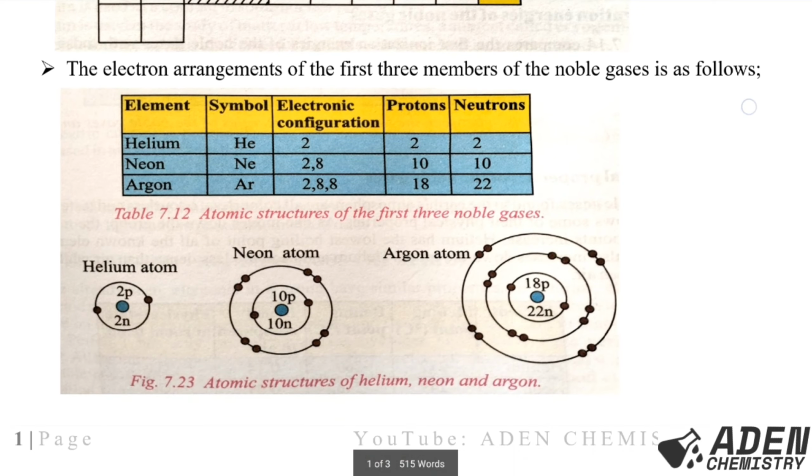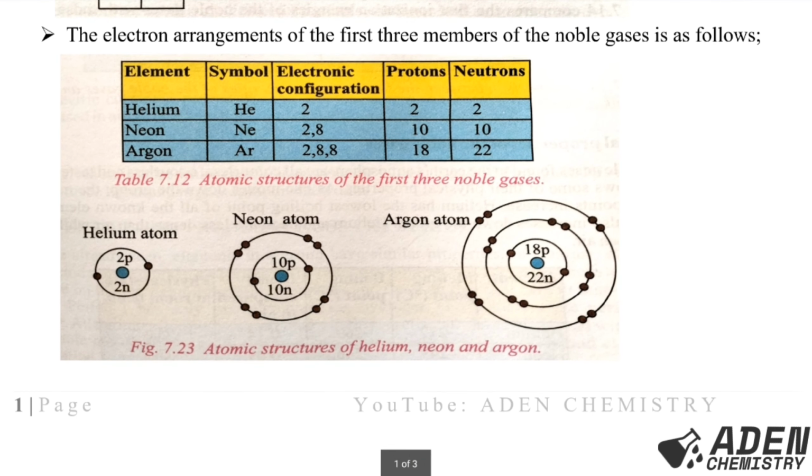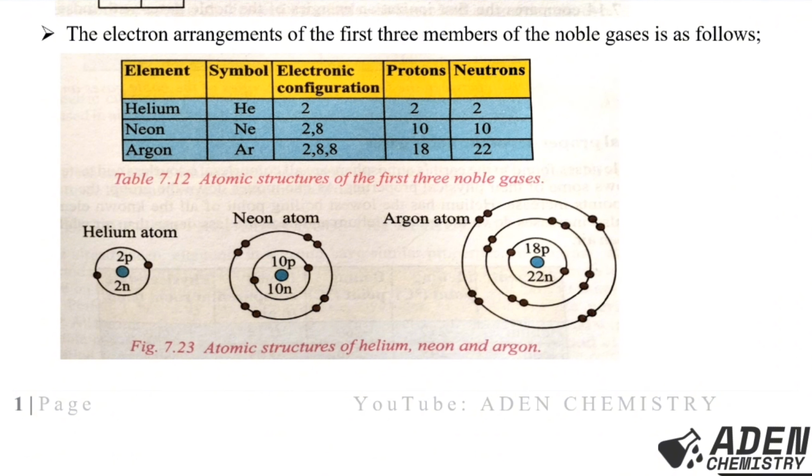So next we are saying the electron arrangements or configurations of the first 3 members of the noble gases are as follows. We have here helium, neon, argon with the electronic configuration of 2, 2 8, and 2 8 8. So we see with the exception of helium, the other members of the noble gases have 8 electrons in their outermost energy level. And if we're asked what members of the noble gases have in common, we are going to say with the exception of helium, the other members have 8 electrons in their outermost energy level. So this is the atomic structure of helium atom, neon atom, and also argon atom.